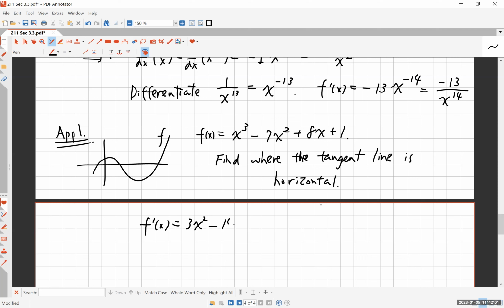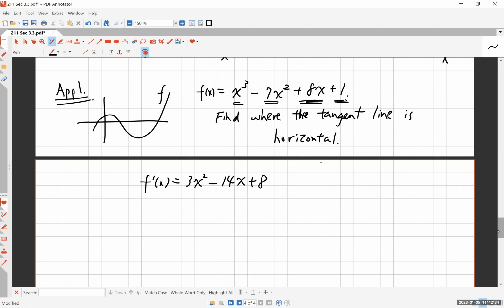3x squared minus 14x plus 8. Man, how do we do this so quickly? Do I take the limit as h approaches 0? Of course not. All I did was to differentiate each of these term by term, because this happens to be a polynomial function. What happens to this one? It disappeared because the constant goes away when you differentiate it. 8x became 8, right? So again, term by term, you simply differentiate this in 1 second, maybe 2.